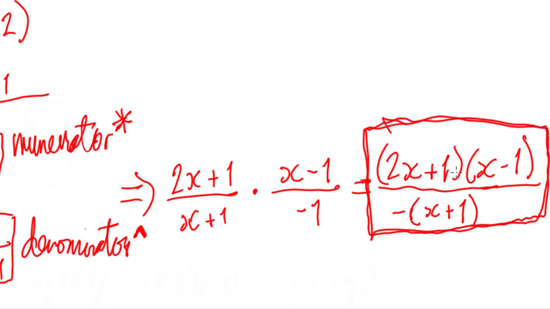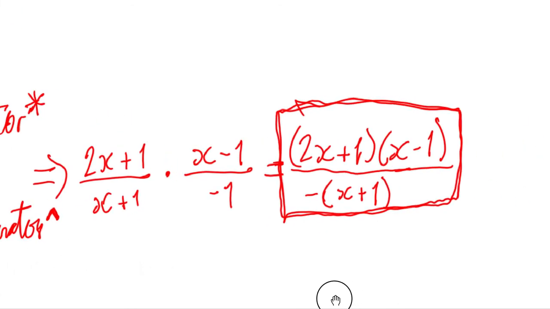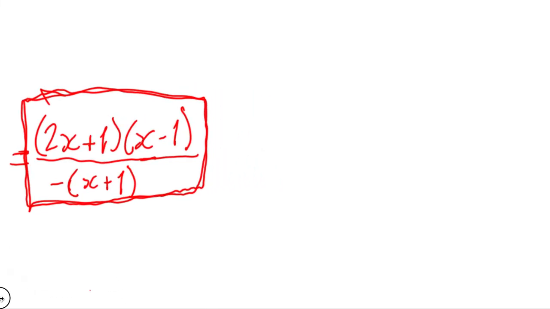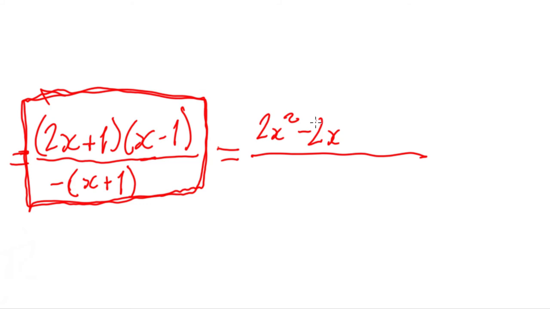So it's 2x minus 1 times the quantity of x minus 1 all over negative the quantity of x plus 1. If you want to really simplify this, we can do the FOIL method in the numerator. So what we'll have is 2x squared, then outer is minus 2x, inner is plus x, and last terms is minus 1.